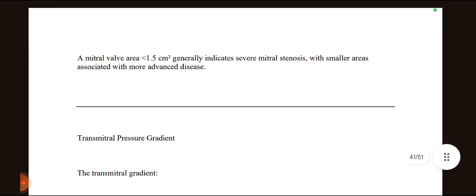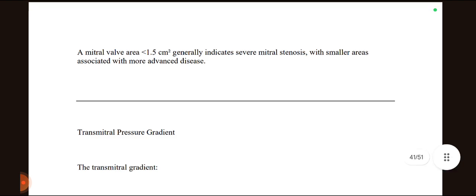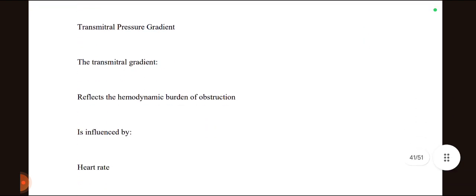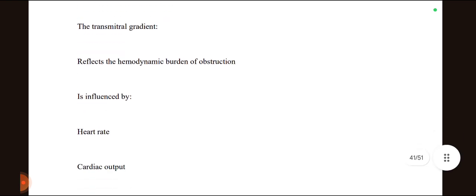A mitral valve area less than 1.5 cm² generally indicates severe mitral stenosis, with smaller areas associated with more advanced disease. Okay. Now coming on to the transmitral pressure gradient. The transmitral pressure gradient will reflect the hemodynamic burden of obstruction.